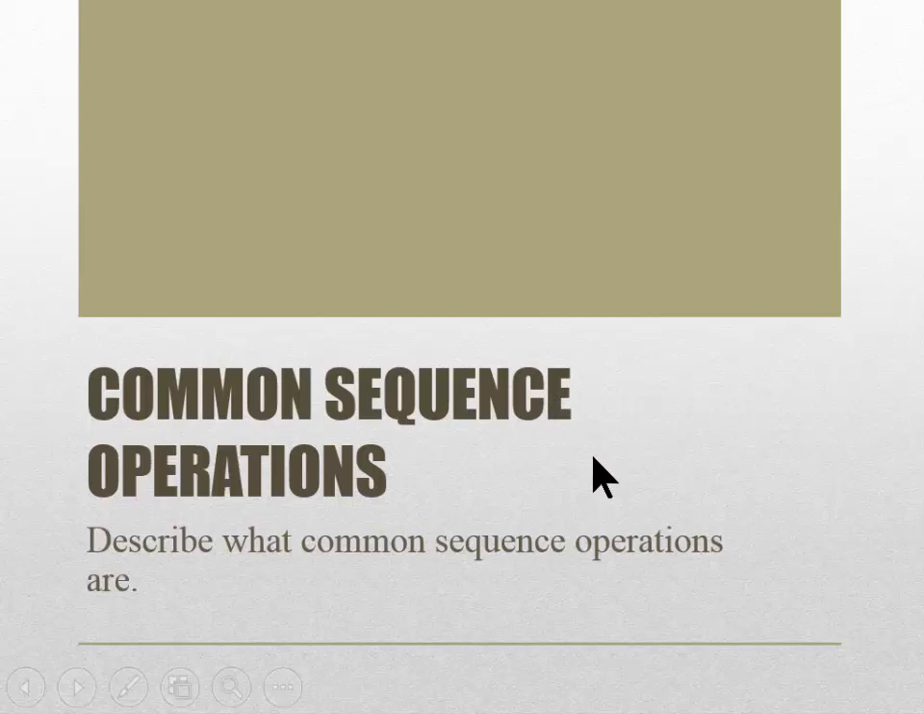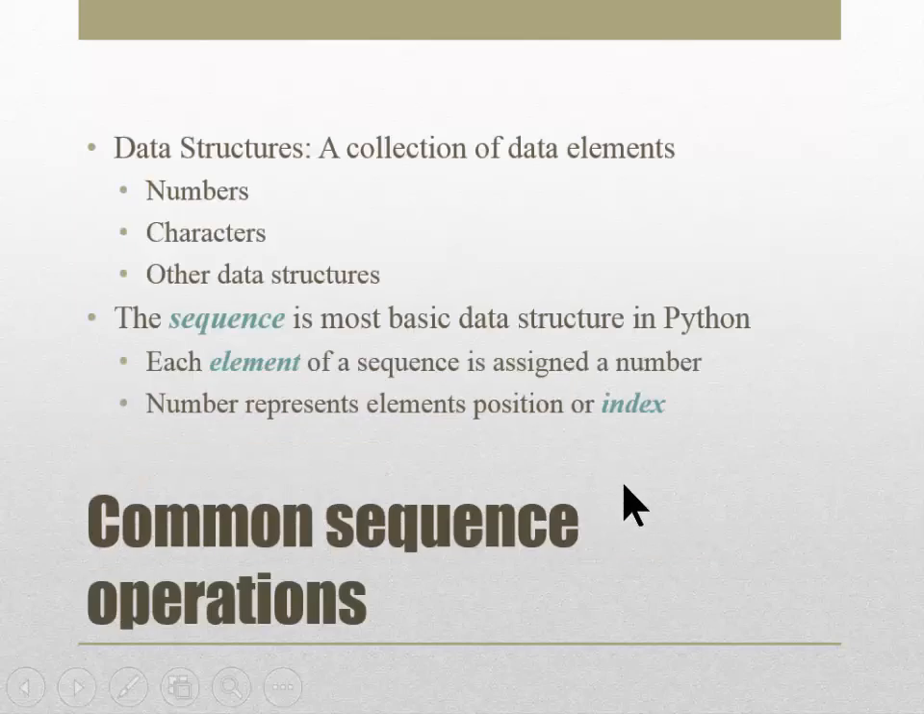So common sequence operations. We're going to describe what common sequence operations are first, and their data structures. Basically, anything that's a collection of data elements, basically lists. You can have lists of numbers, characters, other data structures. So you can actually have a list of data structures which are in turn each a list of something else. You can nest all these structures together, and you can list all these lists at multiple layers of hierarchies. We'll see what that means in a bit.